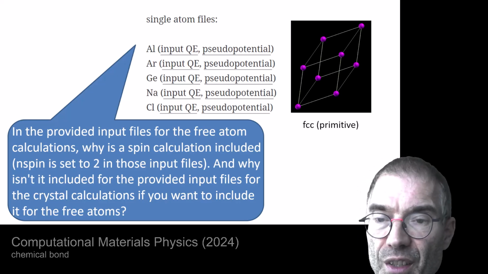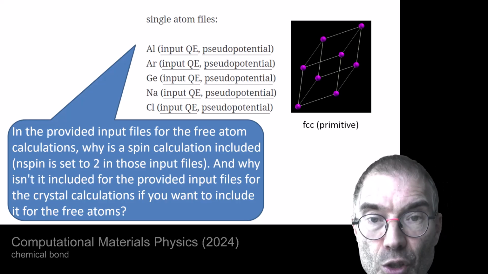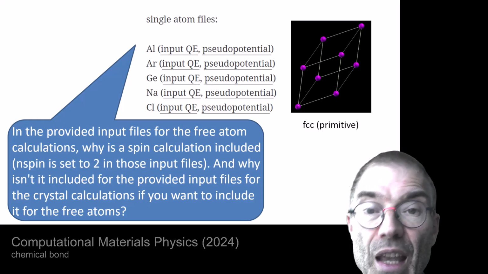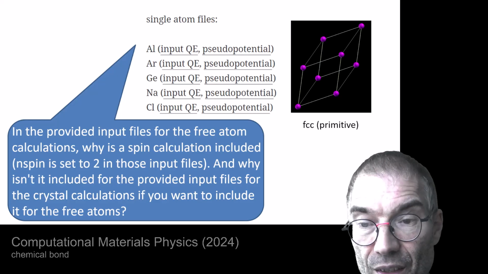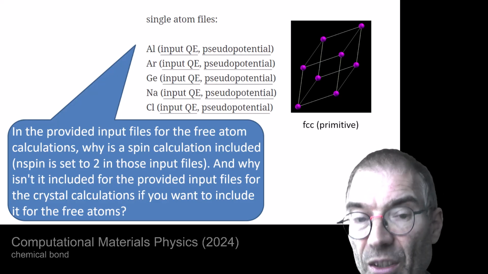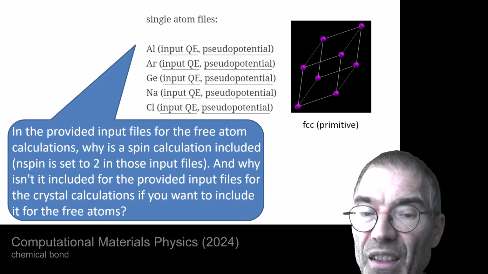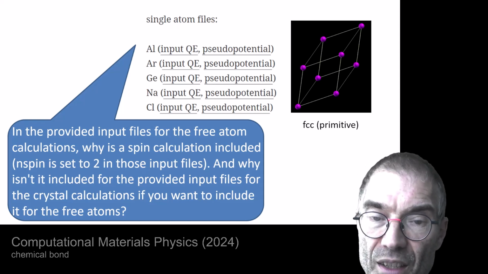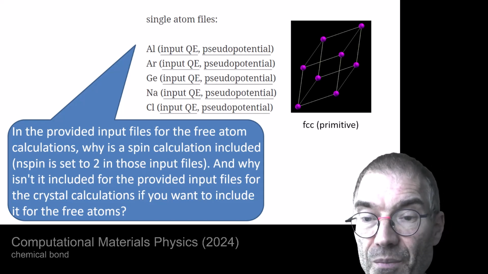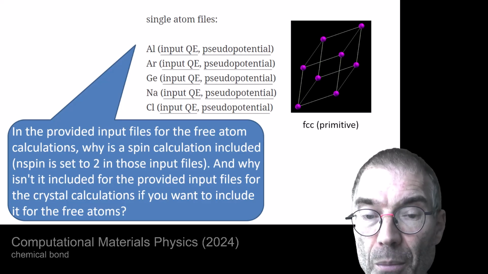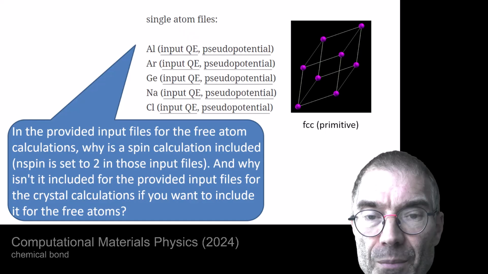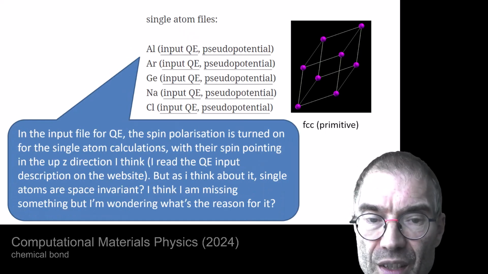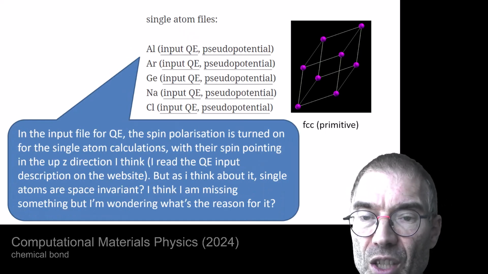Somebody noticed that in these FCC cells for single atoms, the nspin was set to 2, so you do a magnetic calculation, whereas for the crystal you don't do the magnetic calculation. So why is that needed? And someone else gave an even more specific question.